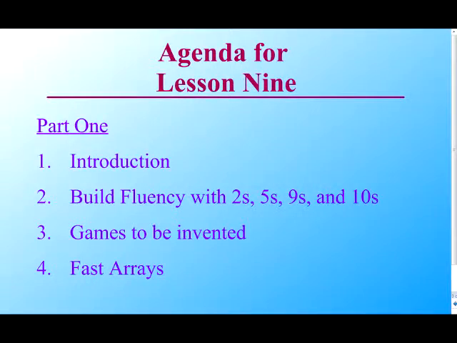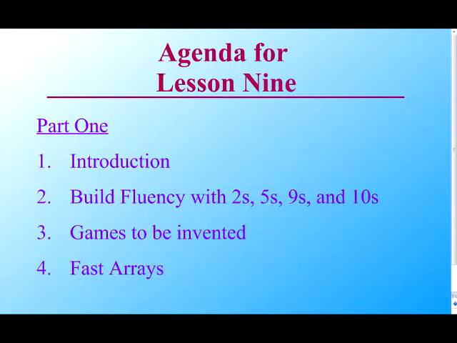Today we're going to have a quick introduction, and our main focus will be building fluency with 2s, 5s, 9s, and 10s. To build fluency means to make sure that you have your times tables automatic. Automaticity is being able to say 2 times 5 and knowing that it's 10, and 9 times 6 is 54. You just know it instantly with a snap of your fingers.